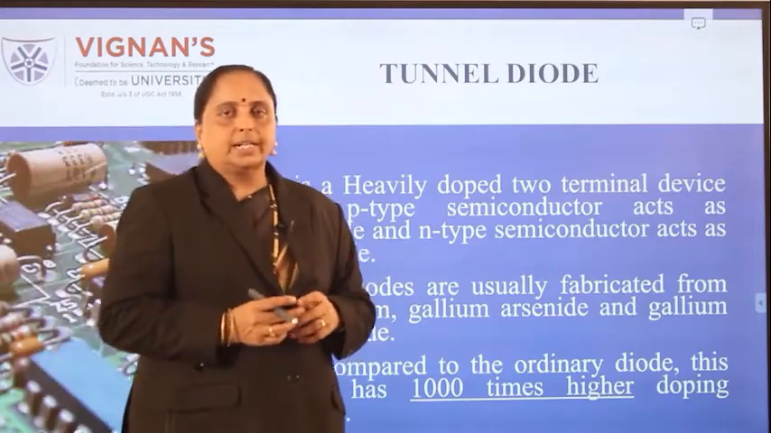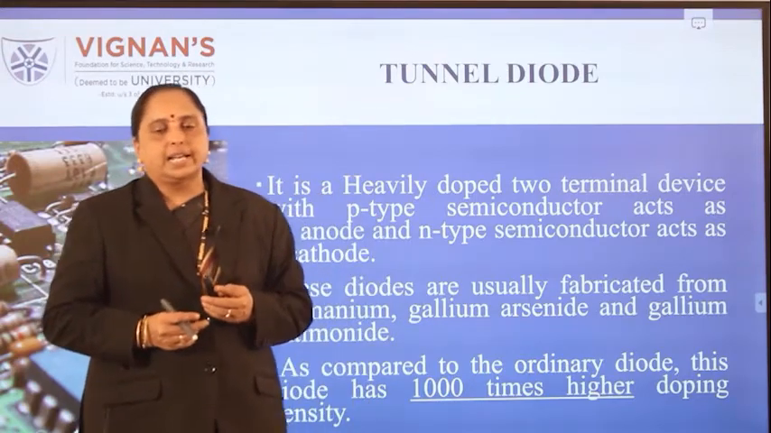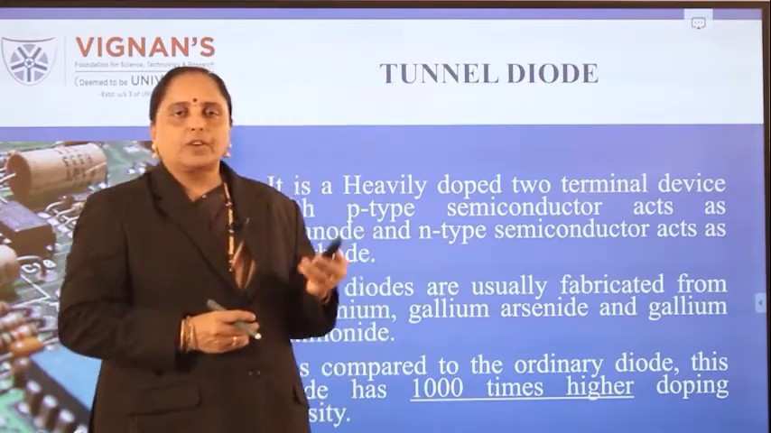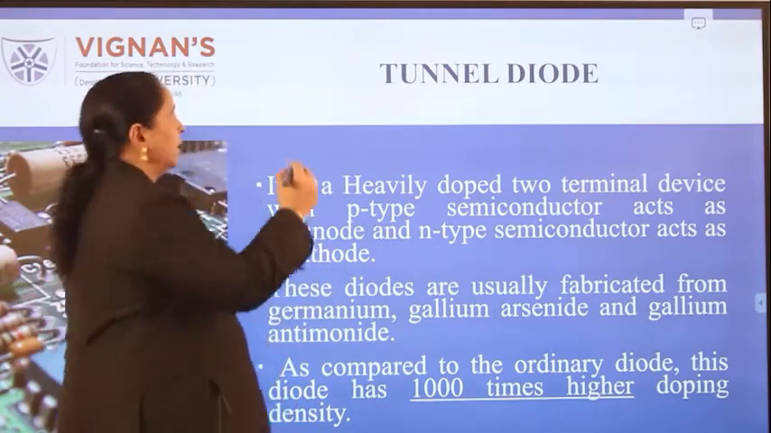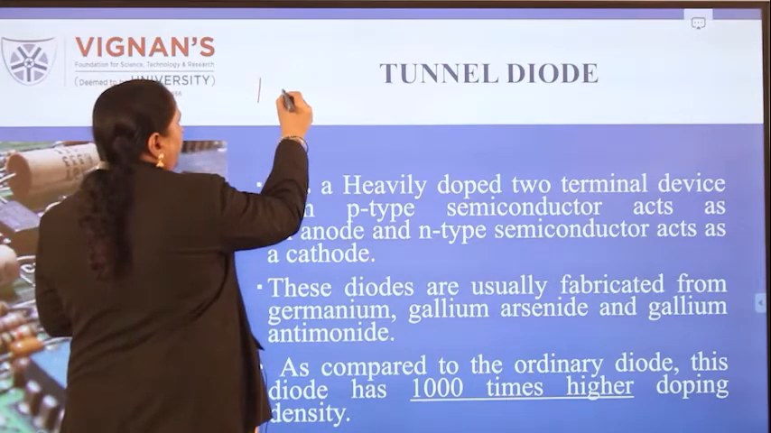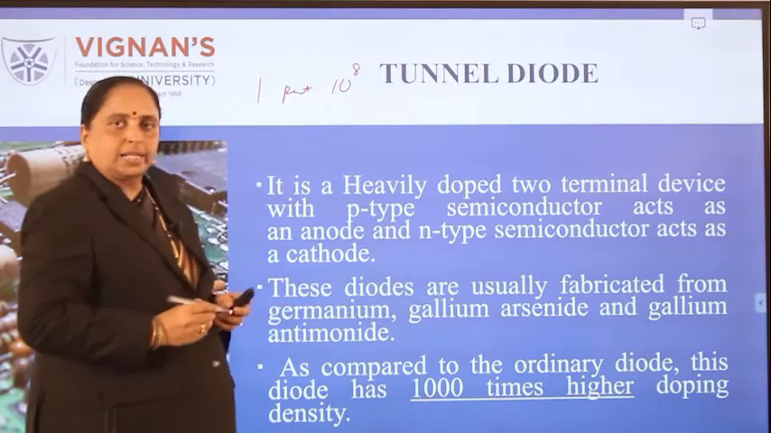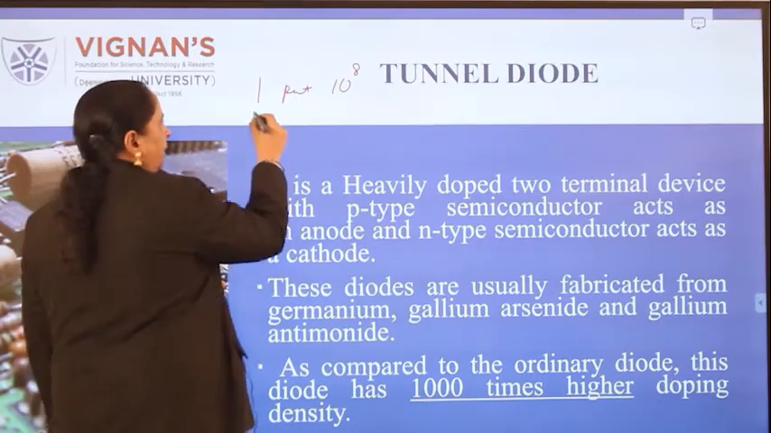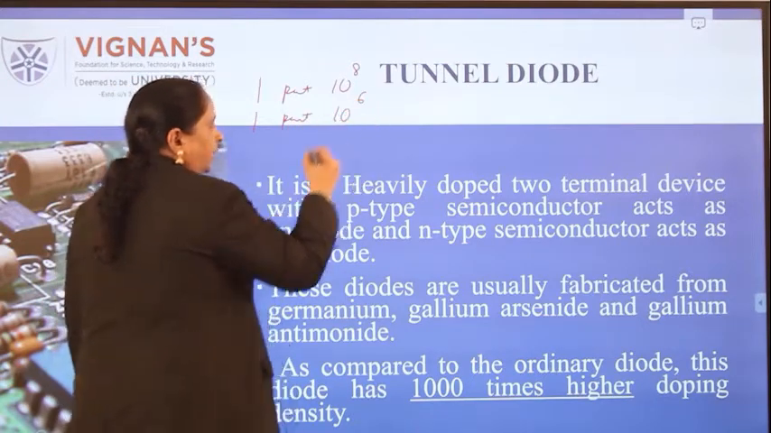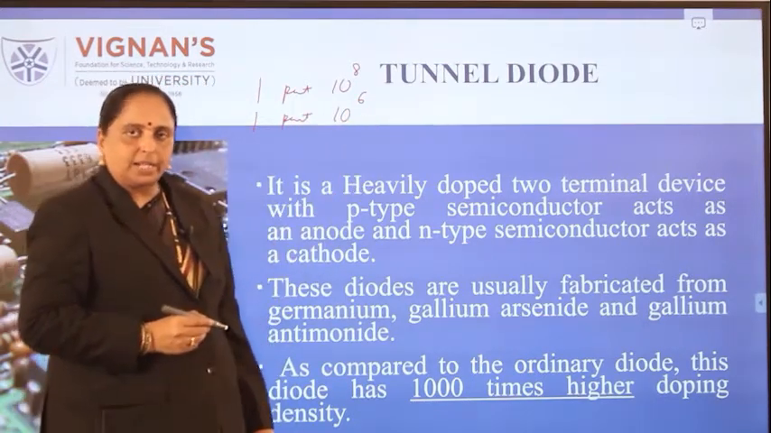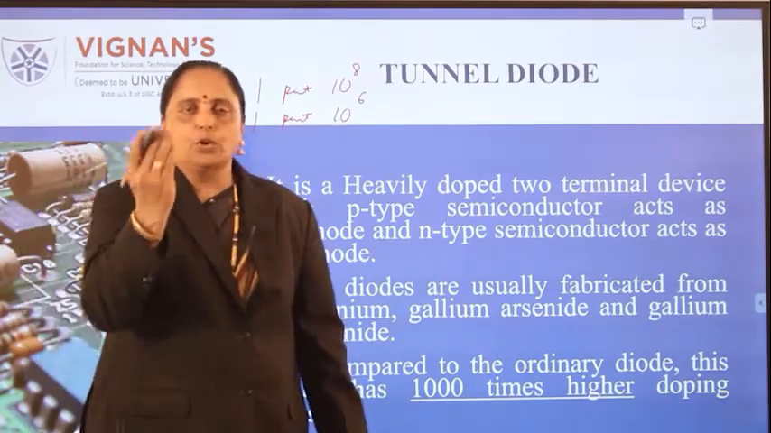Now let us concentrate on the tunnel diode, which is a very important application, especially as a fast switch, because of again the doping concentration. So you know that in case of normal doping, we are taking 1 part of impurity to 10 power 8 atoms of germanium or silicon. Just now we finished the Zener diode. Here it is 1 part of impurity to 10 power 6 atoms of germanium or silicon, which is known as a Zener diode. Its application is as a voltage regulator.